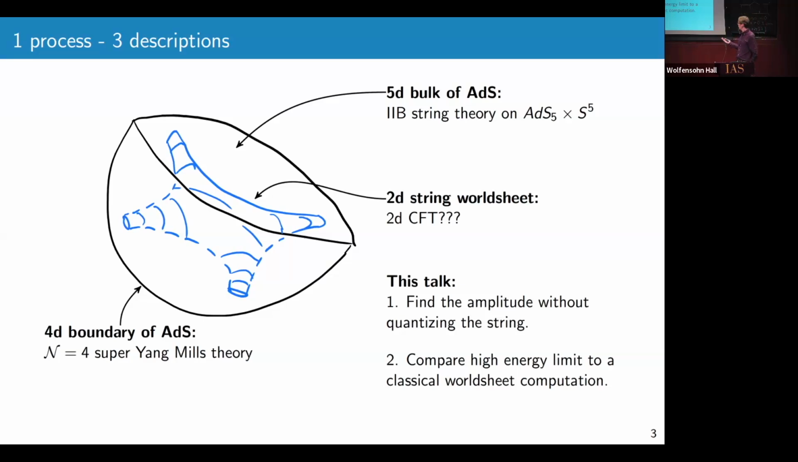So in the first part of the talk, I will tell you how we can find the amplitude without knowing the worldsheet theory. And we will use a little bit of the fact that we have these 3 descriptions. And then in the second part, I want to make a small classical step towards the worldsheet theory by comparing the high energy limit of the amplitude with a classical worldsheet computation.